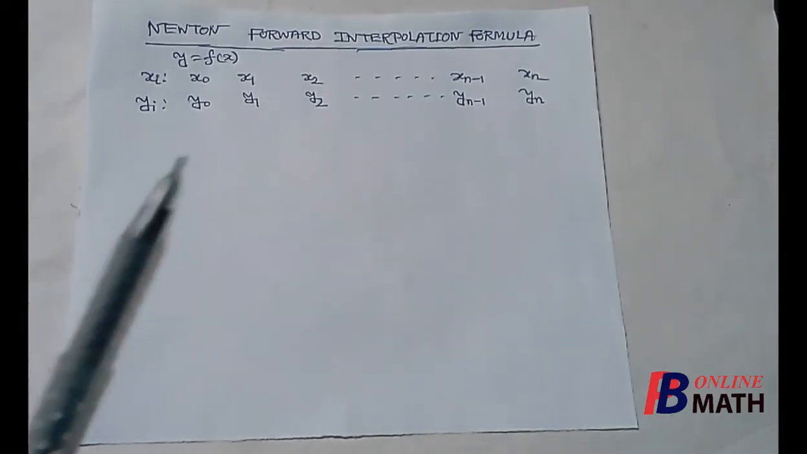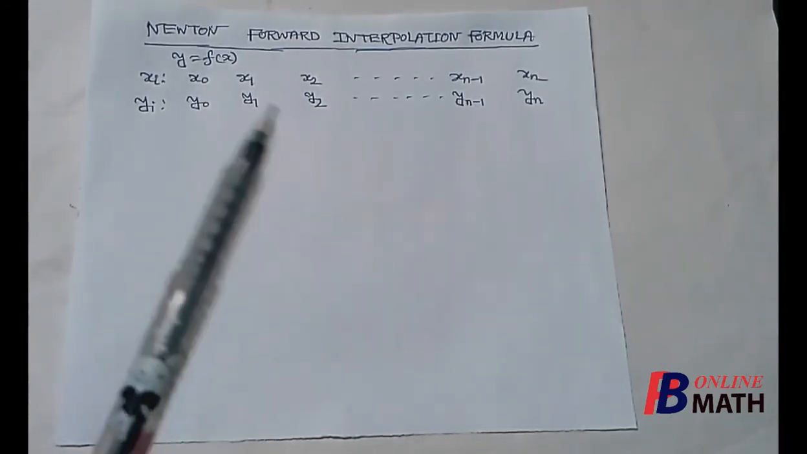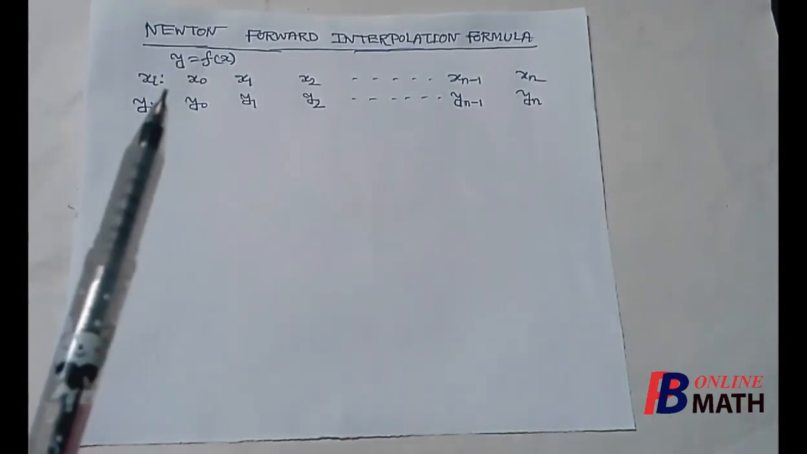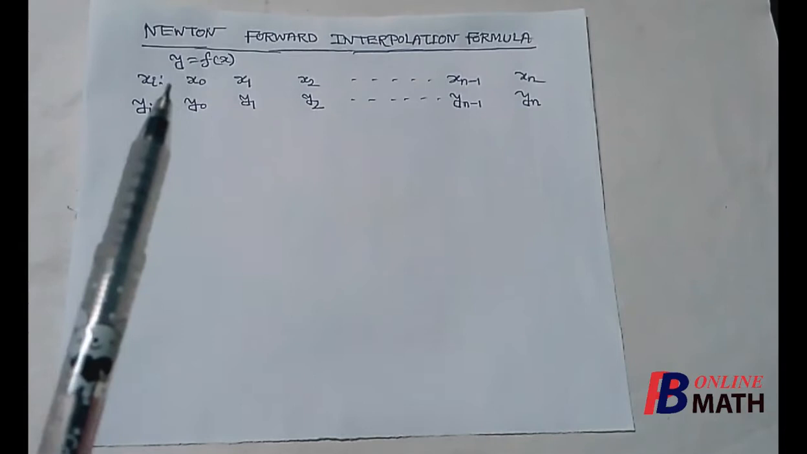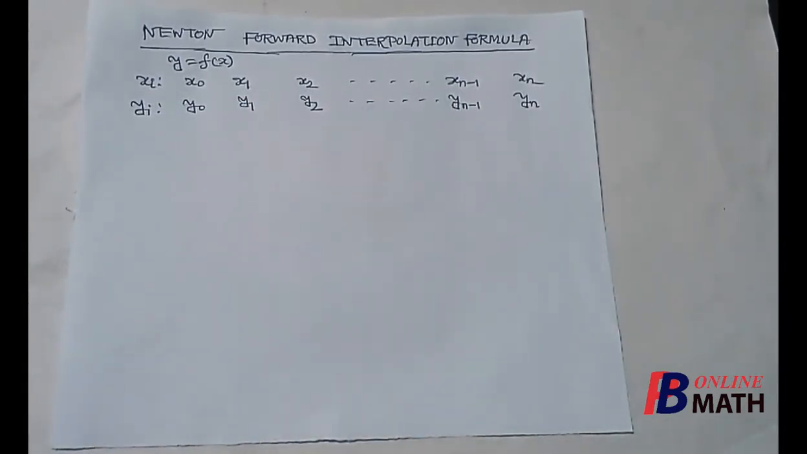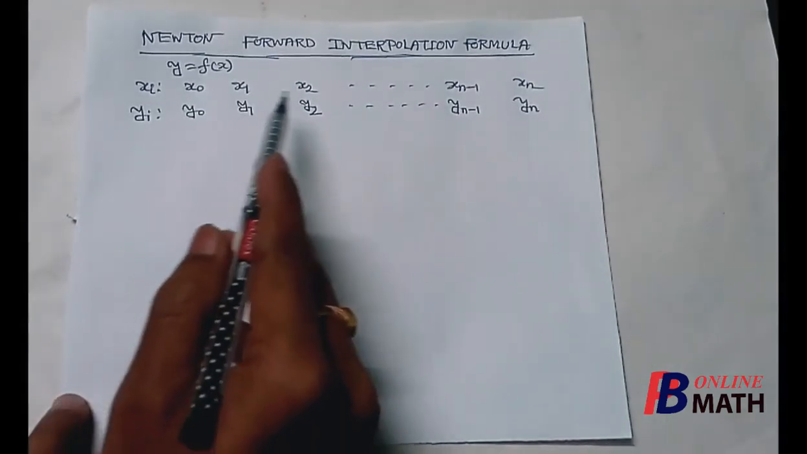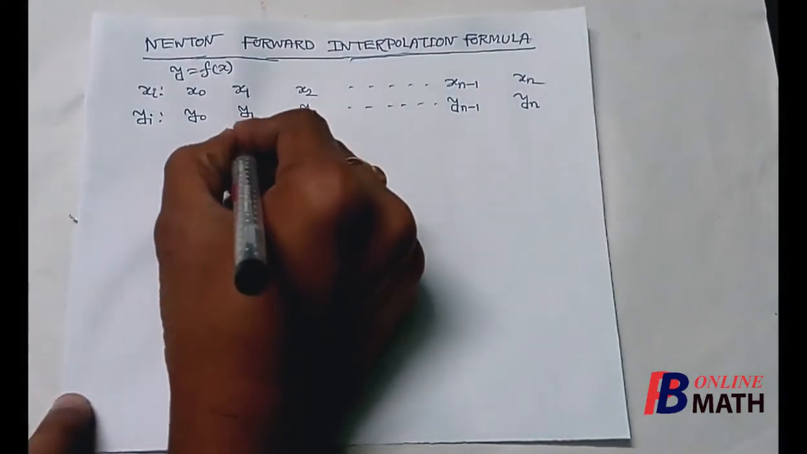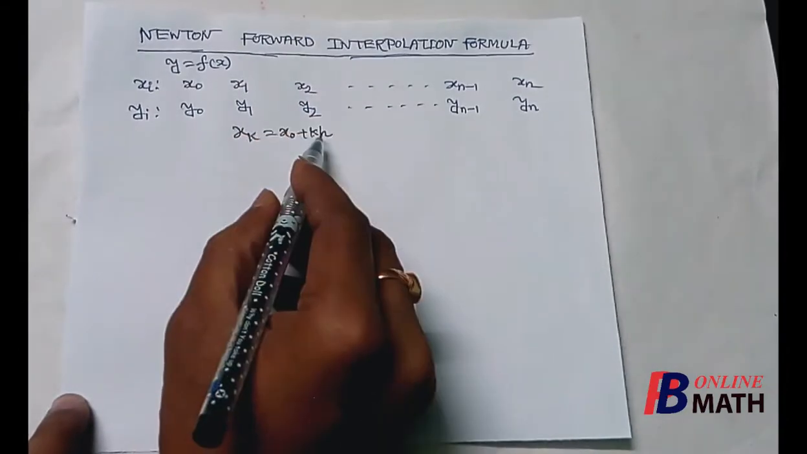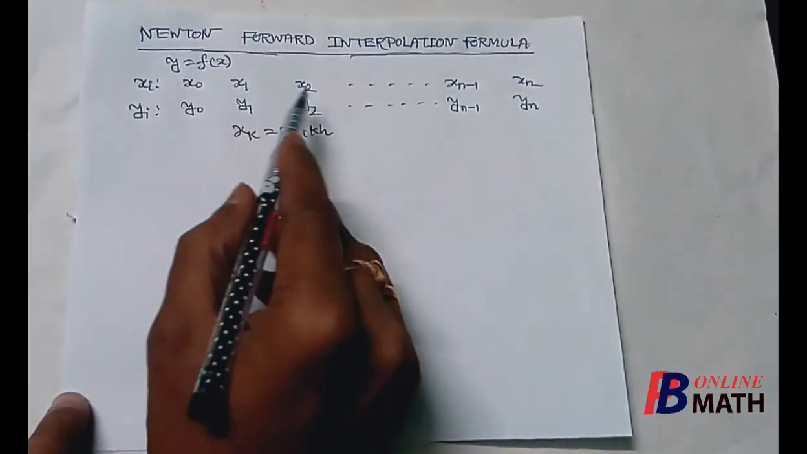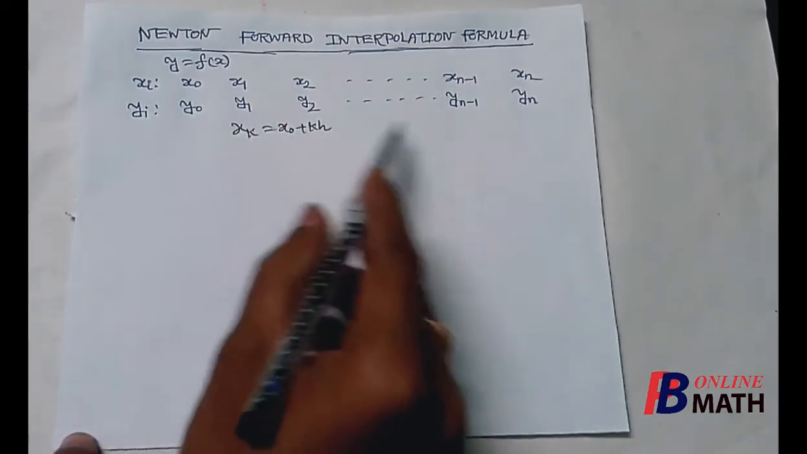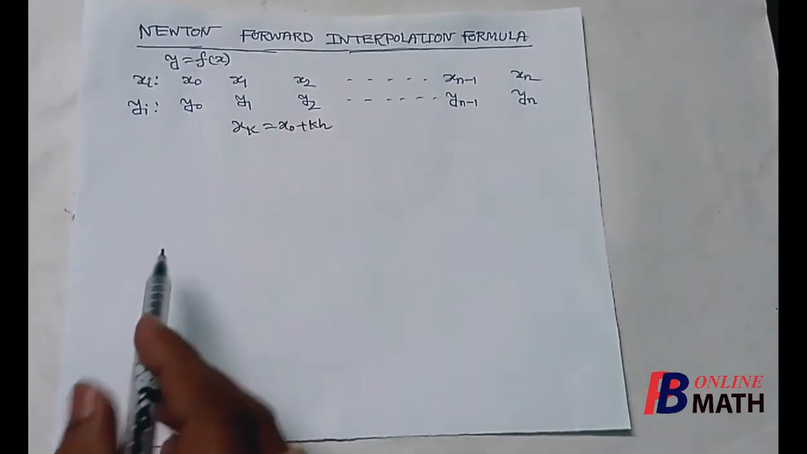We consider Newton's forward interpolation formula. Suppose y equal to f(x) is the function which is not known to us, but the functional values of this function at these n plus 1 number of equidistant arguments are known. So the points x0, x1, x2 are equidistant. We assume that xk equal to x0 plus kh, where h is the distance between any 2 consecutive arguments. And the entries y0, y1, y2 up to yn are known.